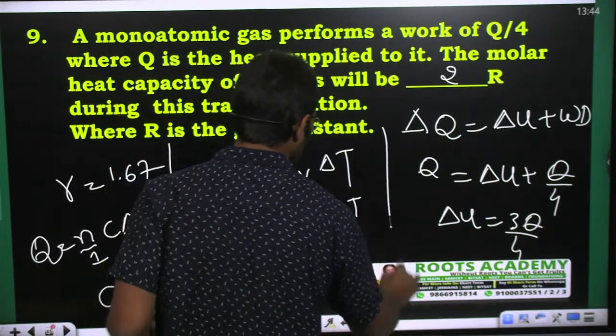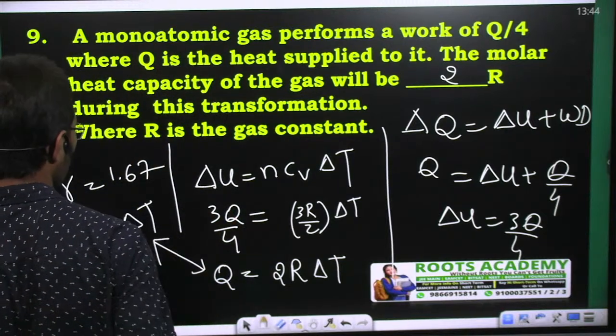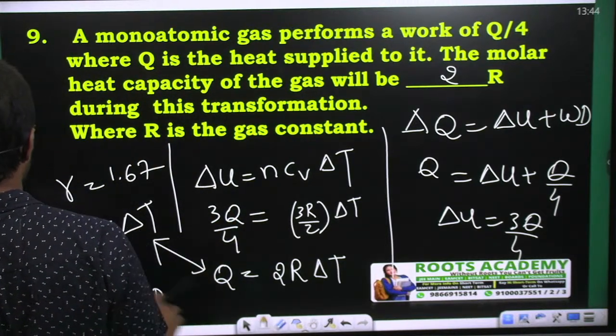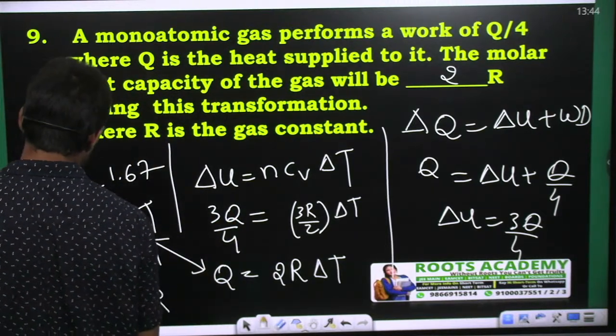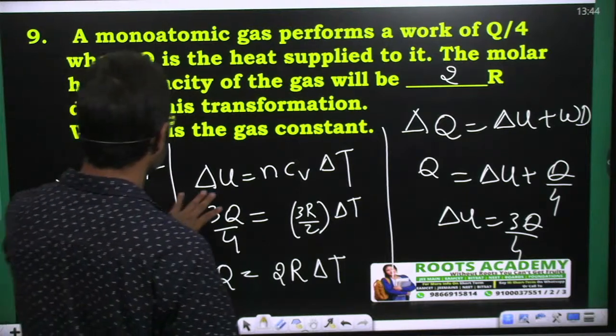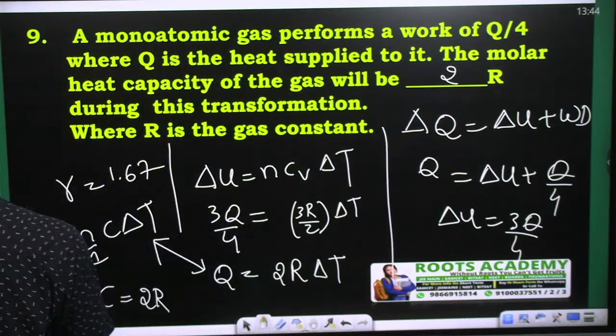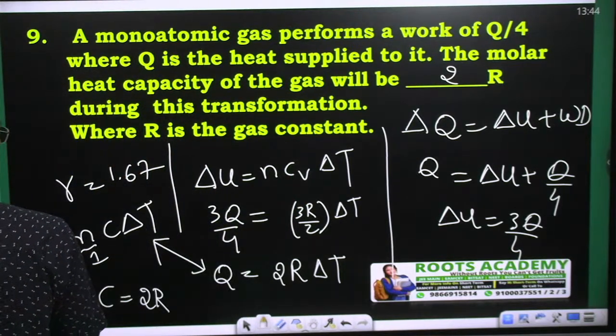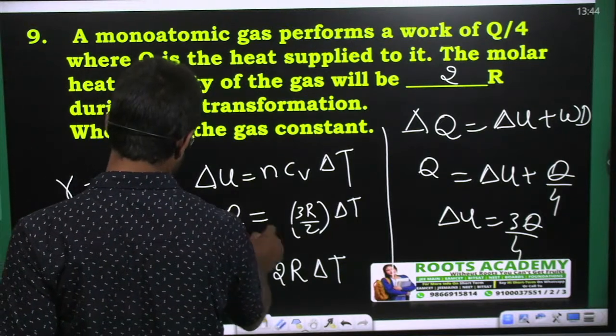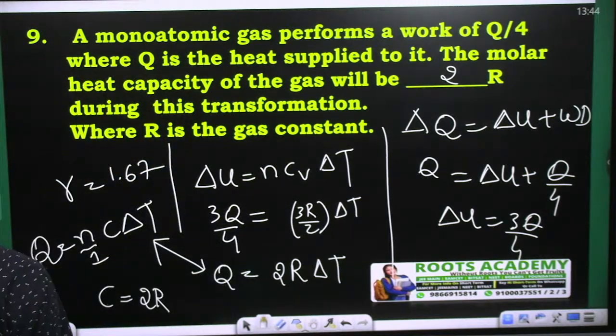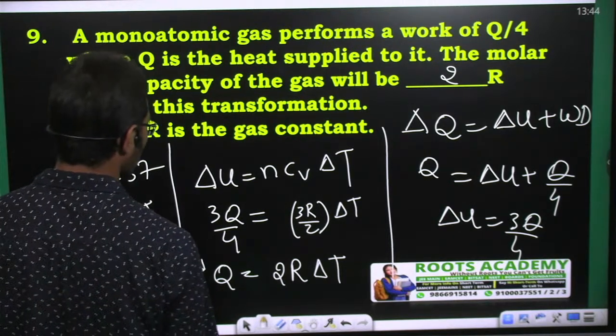See, here we got change in internal energy. Change in internal energy is equal to n CV delta T. Q, the heat supplied, is equal to n C delta T. We are trying to find Q from this and comparing them. We get C as 2R, where C is the molar heat capacity of the gas.